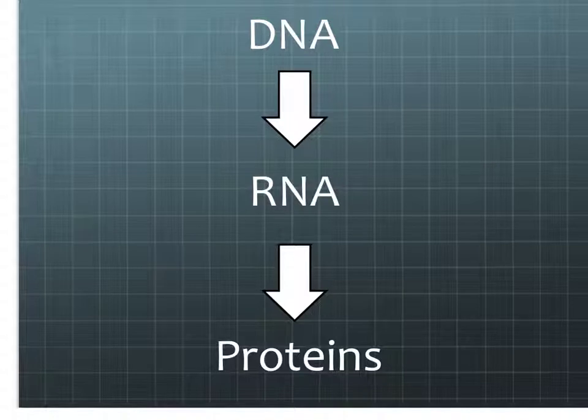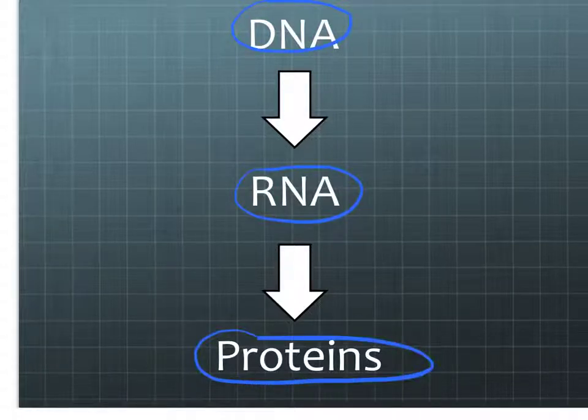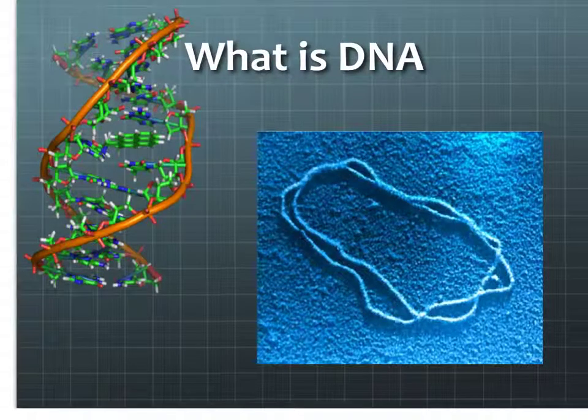This is a screencast describing the central dogma of biology. The central dogma of biology describes the flow of genetic information in biological systems from DNA to RNA and eventually to proteins. To better understand this dogma, it is important to understand what DNA actually is.